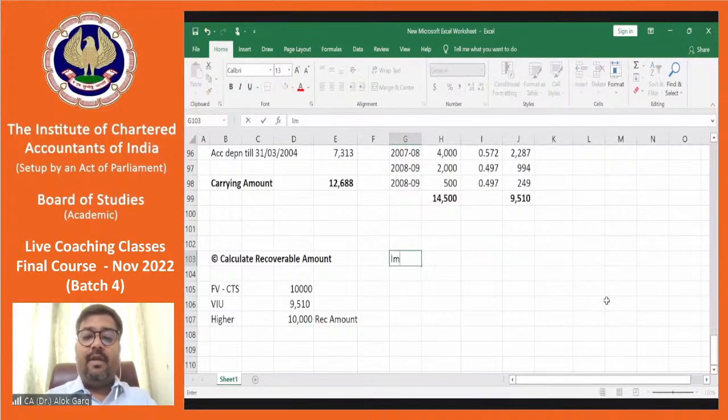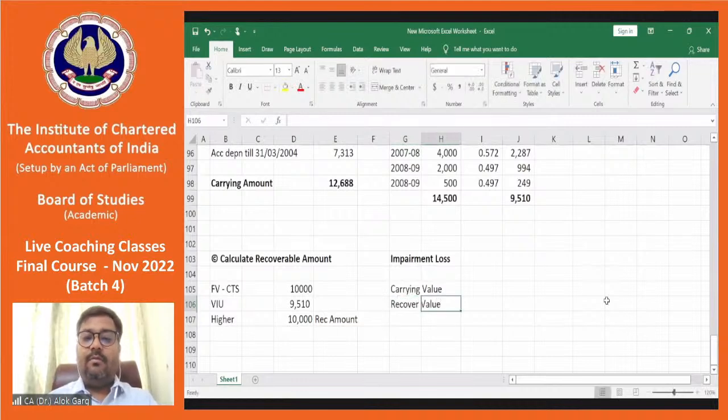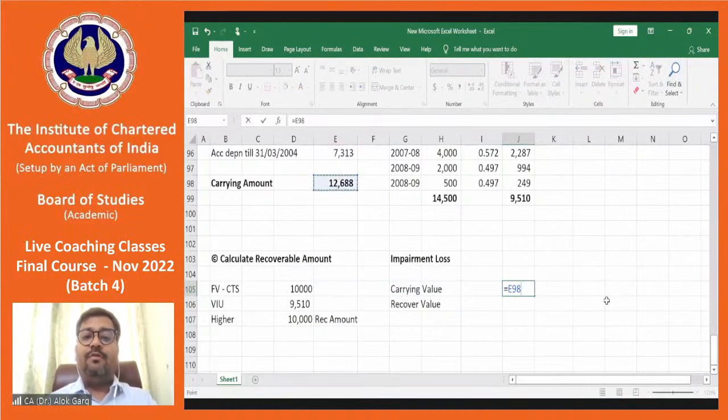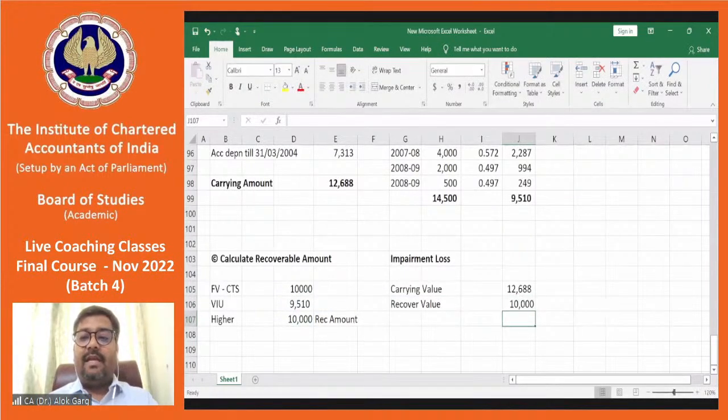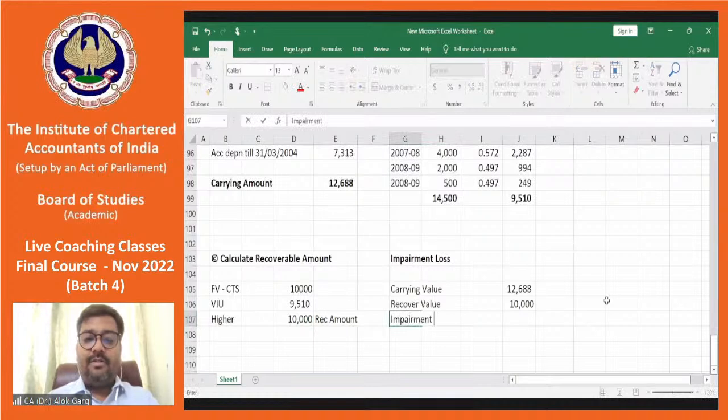Now, what is my impairment loss? My impairment loss is carrying value minus recoverable value. My carrying value on 31st March 2004 is 12,688. What is my recoverable value? It is 10,000. My impairment loss will be 12,688 minus 10,000.